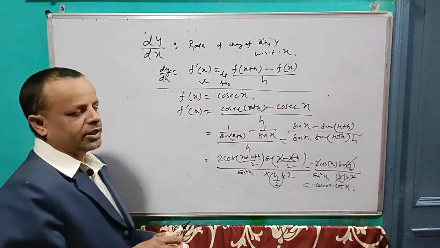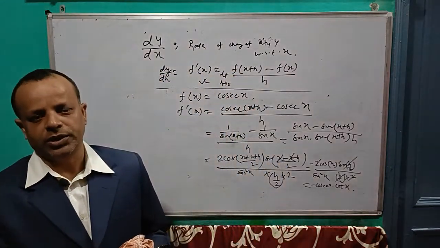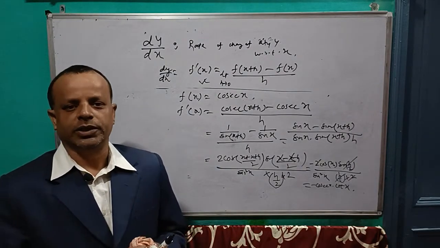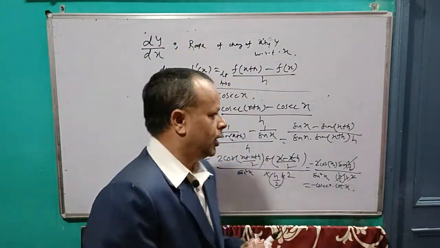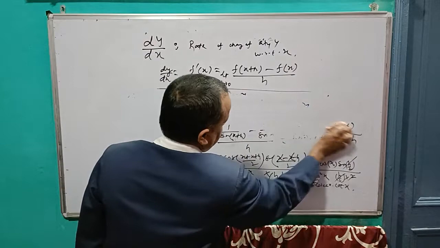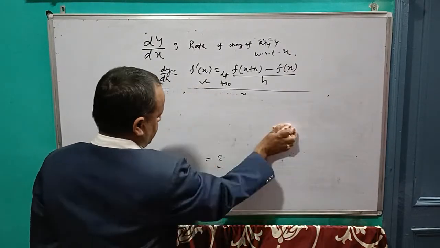So in general, we take into account the derivatives of sin x and cos x directly. But if they ask to find the derivative of this using first principle, then only we'll go for this type of solution, and it's very useful for the class 11th students.